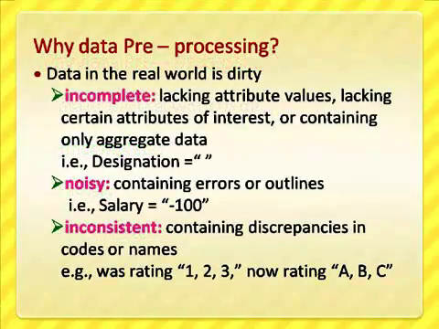In a simple way, whenever there is no attribute value, or lacking of certain attributes of interest, or containing only aggregated data, it is termed as incomplete data. For example, if the designation of a member is not provided, then we consider it as null, which is incomplete.